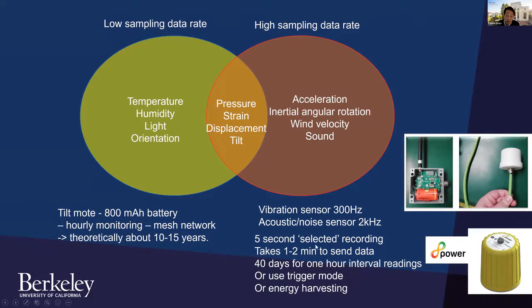So you need to be a little more clever in how you scavenge energy to make this wireless system go for a long time. For example, you can have a trigger mode, where you don't record all the time, you just trigger it when it's necessary. Or you can use energy harvesting, like this one that uses vibration energy to scavenge energy from the environment and then uses that to send the signals. So, an exciting time for us.